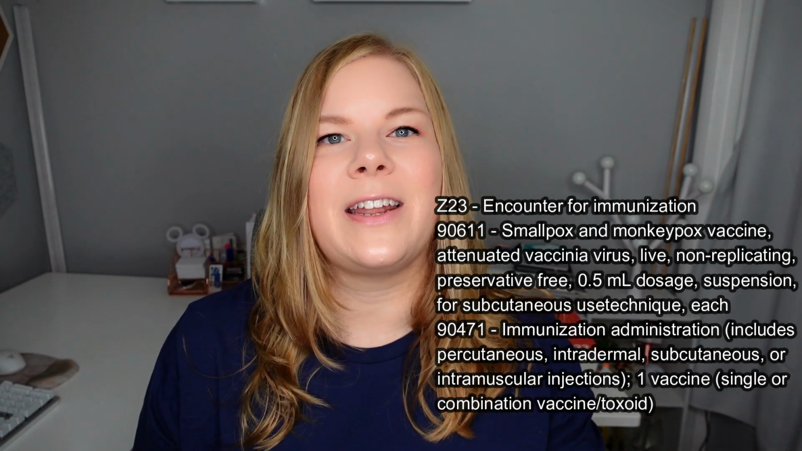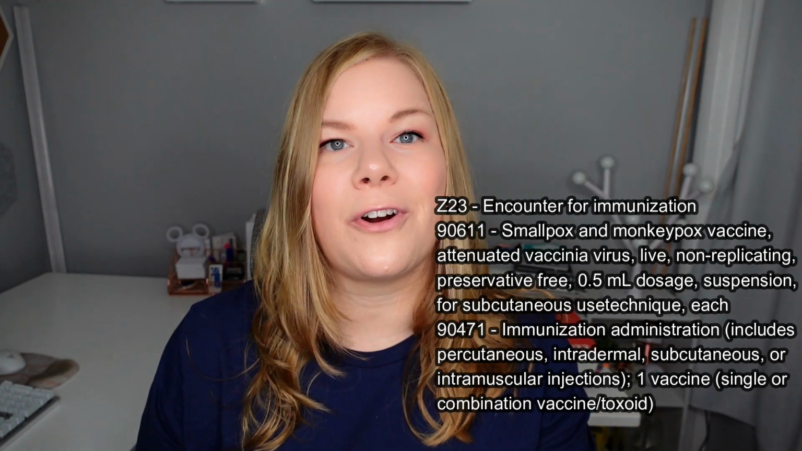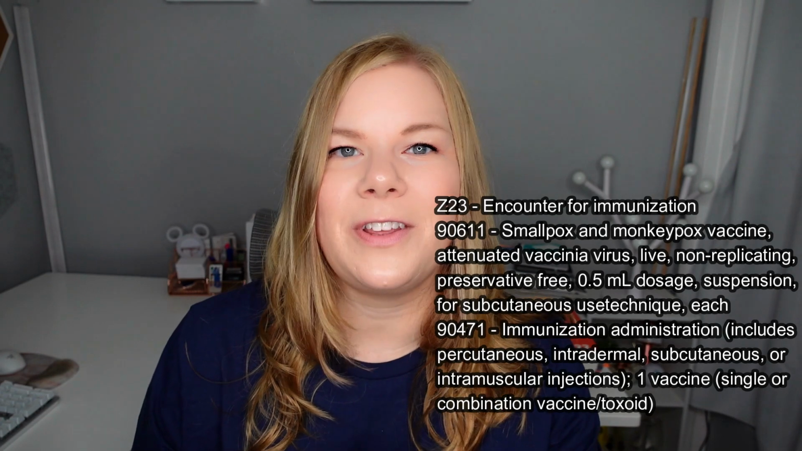And next, we have a 50-year-old patient. They come in because they are getting their monkeypox vaccine and they receive that Jynneos vaccine. So it's 90611 for that substance, the actual vaccine solution. And then it is a 50-year-old patient, so we're going to use our 90471 for the administration of the vaccine. And that's it. Now you're a pro at coding monkeypox.